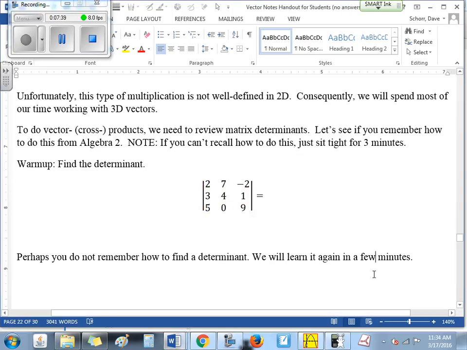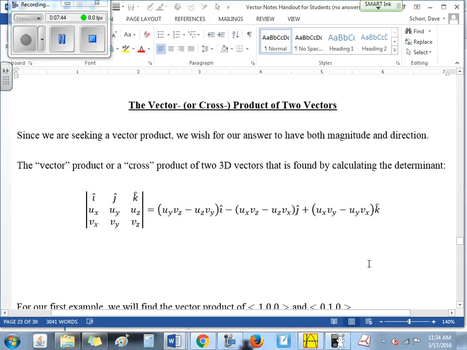Okay, now we're on the next page. How do we exactly find the product of two vectors? And I don't mean dot product. We have a brand new type of product called the vector product, the cross product, or some people call it the exterior product. Which means they call the dot product the interior product. Okay, so since we're seeking a vector product, our answer has to be a vector with magnitude and direction. And there are a few typos here.